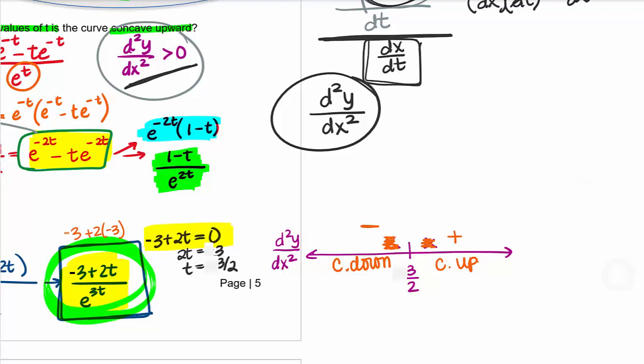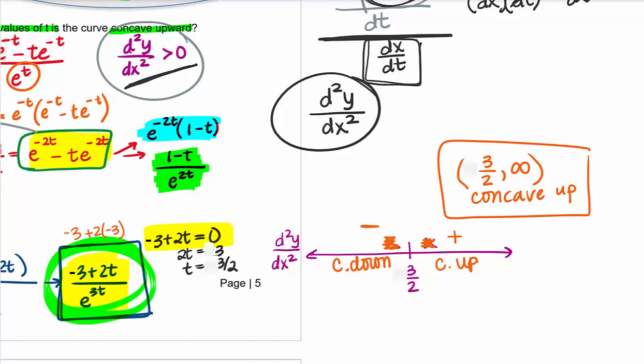And so for the values where I'm concave up, there were no other limiting factors for t, so I would say I'm concave up from 3/2 to infinity. And that would be a description of that parametric curve. And you can certainly check this graphing the parametric on your calculator, which again was in the other video.